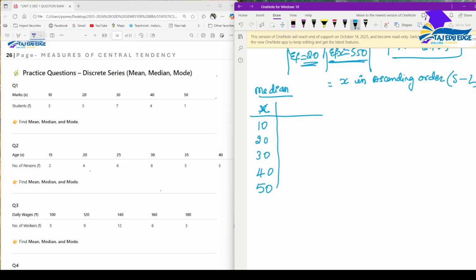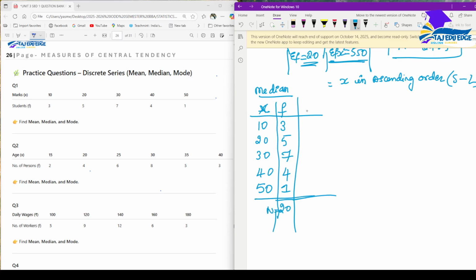Okay, next we need to write down the f. F of 10 is 3, f of 20 is 5, f of 30 is 7, f of 40 is 4, f of 50 is 1. And we know that total is 20. We already know that here n or summation of f is 20.